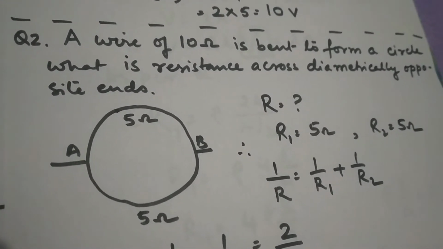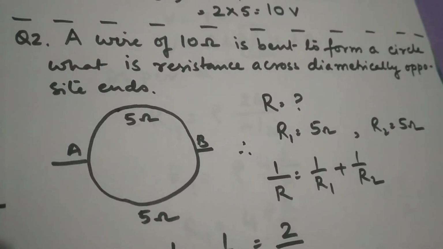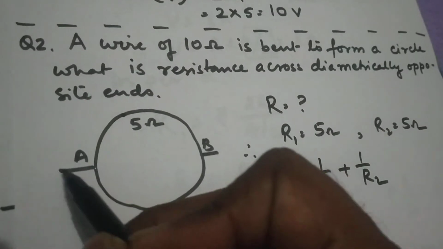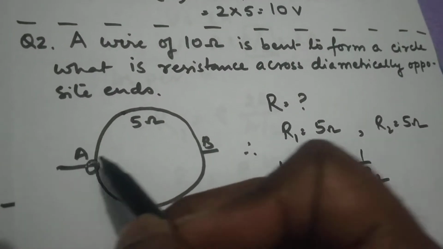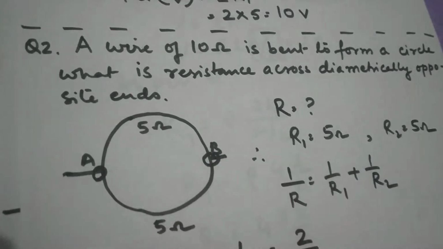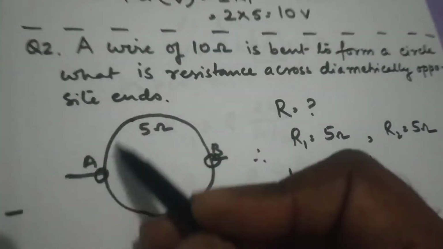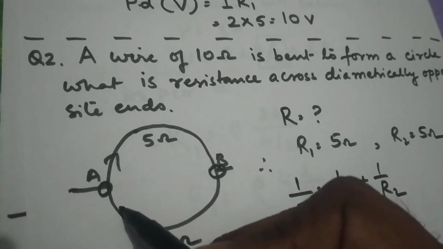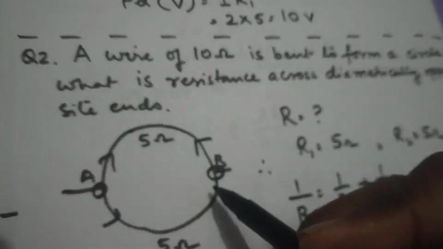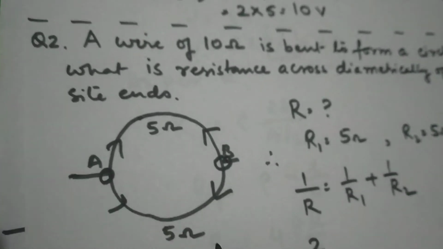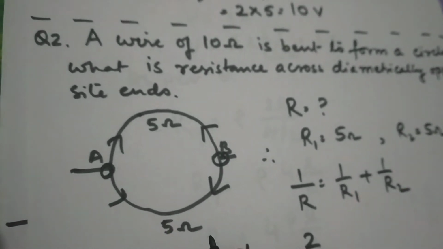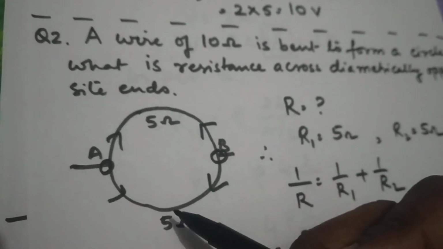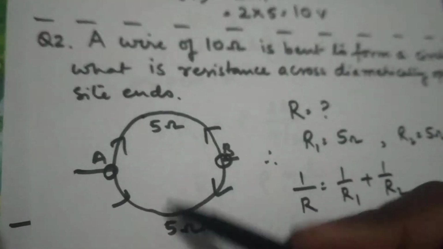So what we have done, we actually bent the wire of 10 ohm in the form of a circle. And these are the two ends where we are supposed to find the resistance at the diametrically opposite ends. So when we do this, this portion and this portion become parallel, because here your currents are dividing. You have to understand that where the current is dividing, the current cannot remain same. The current is dividing, this portion becomes parallel and they will be equally dividing.